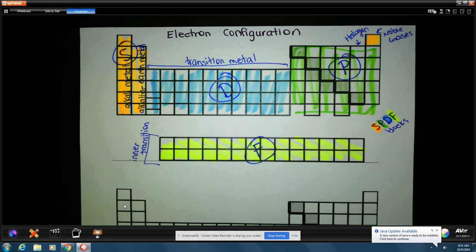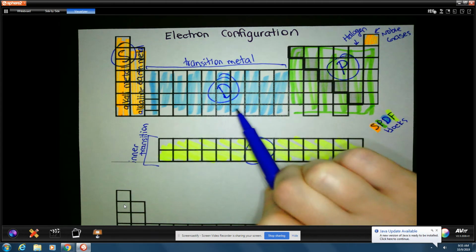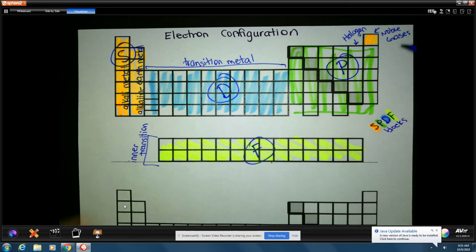So you need to know where the blocks are located to write in on the configuration and to answer some questions on your quiz. And you need to know that alkali metals and alkaline earth metals are your S blocks. Your transition metals are also called D block. Your inner transition are also called F block. And your halogens and noble gases belong in that P block. So you just kind of have to remember that.